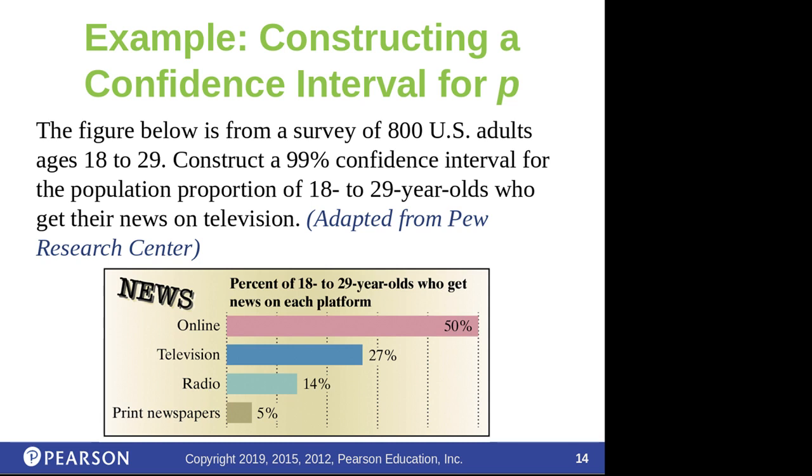All right, and so here we're going to look at a figure, and we're going to calculate a 90% interval for the population proportion of 18 to 29-year-olds who get their news from television. So notice we have values here, but we don't just have a p and q. But we do have a p for our question, don't we? Because the question is from television. So if we're looking for our p value here, p is going to equal 0.27. It's already given for us. And so what we want to do is create our confidence interval for it. And we have 800 adults between 18 to 29.